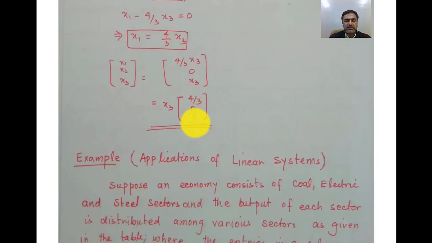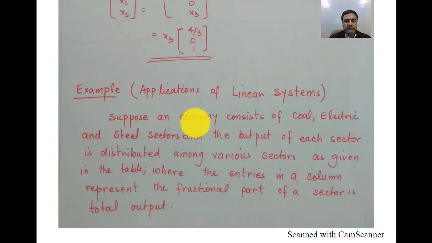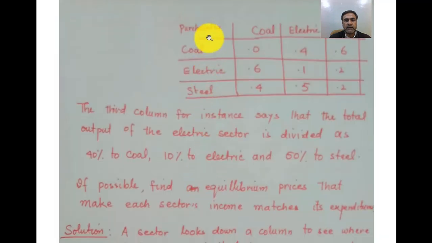Now we discuss a very simple application of the homogeneous linear system. We consider a very simple economy, consisting of coal, electric and steel sectors, where the output of each sector is distributed among the various sectors as given in the table, where the entries in a column represent the fractional part of a sector's total output. So the table is available here.